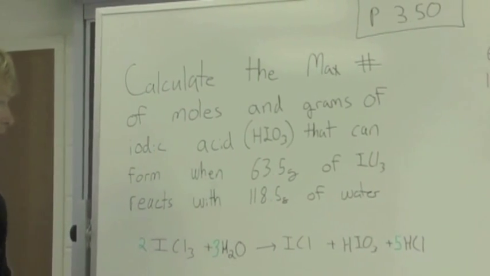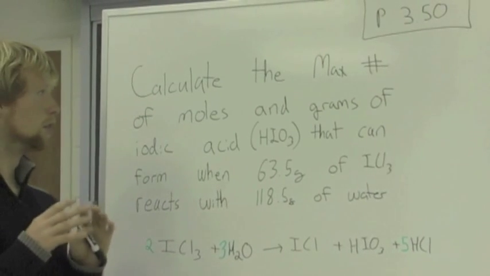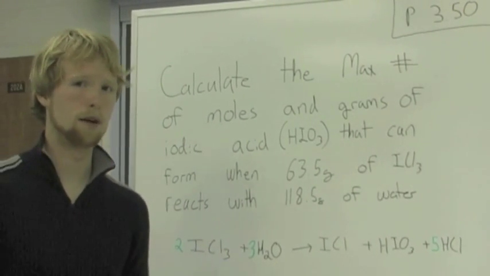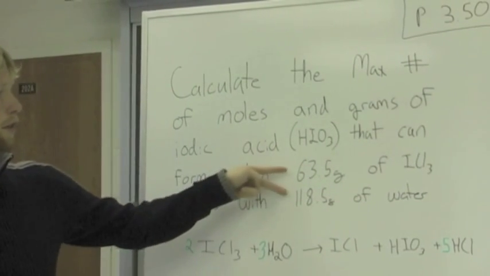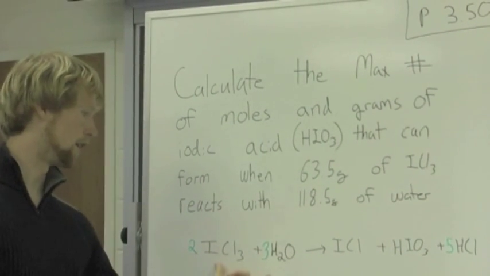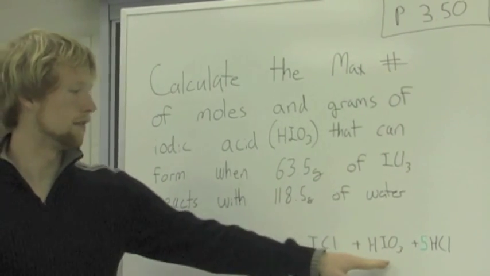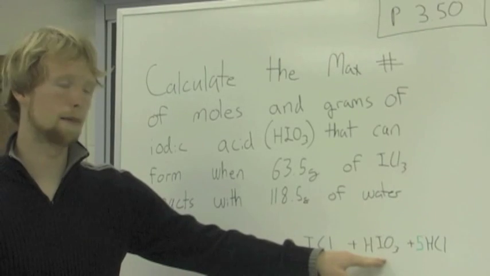but you might want to do that for practice. So, looking at this problem, the first thing you should recognize is that this is a limiting reagent problem. You see, you have two things that you're starting with over here, iodide trichloride and water, and they're asking you how much of this you can make.